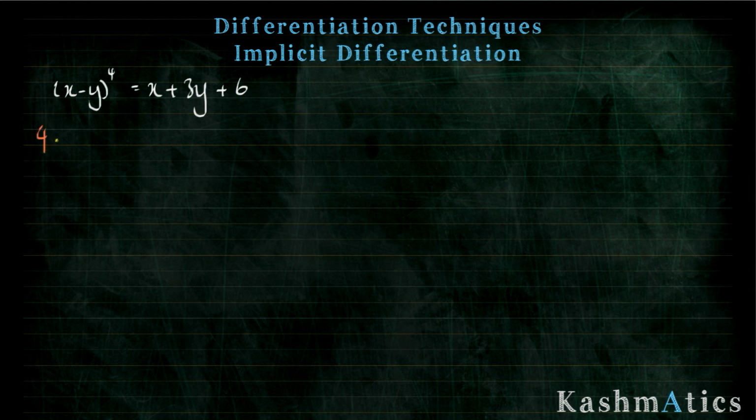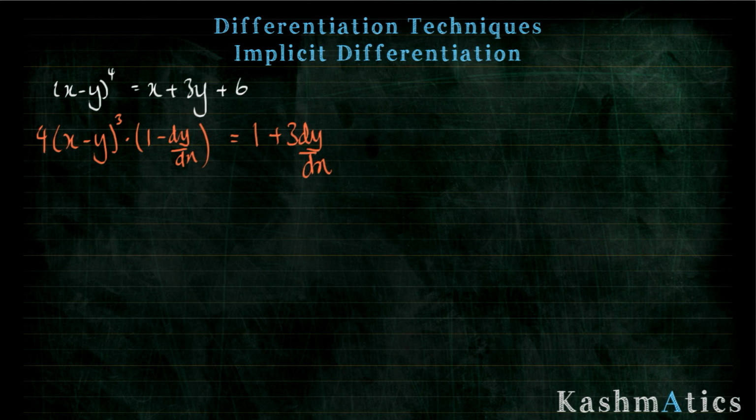It'll be 4 (x minus y) to the power 3. But then we have to multiply by the derivative of what's inside the brackets. So let's open our brackets, because the derivative of this is 1 take away dy by dx. Hopefully you've understood why that is the case. Equals x, which just becomes 1, plus 3y, which becomes 3 dy by dx, and the 6 disappears.